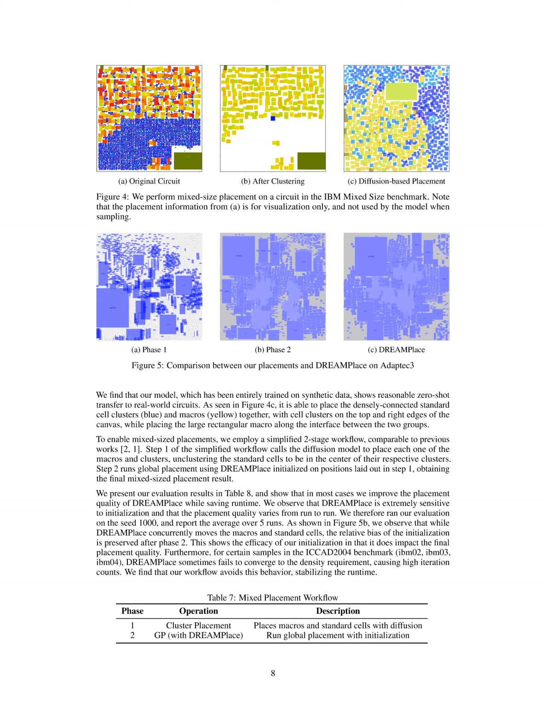Additionally, the model showed reasonable zero-shot transfer to real-world circuits, placing densely connected standard cell clusters and macros together in a mixed-sized placement problem. The model was able to generate near-optimal placements for macros and clusters, improving the placement quality of DreamPlace while saving runtime. The method demonstrated the efficacy of the initialization in impacting the final placement quality and stabilizing the runtime, showing promising results for tackling the placement problem in both synthetic and real-world circuits.